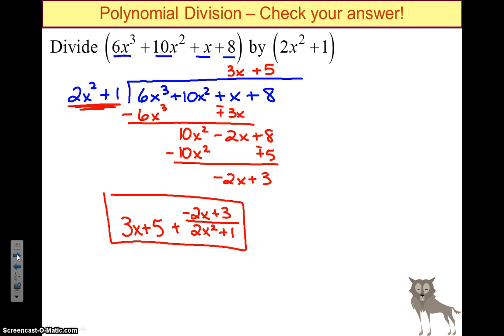If I were to take this answer and multiply it by 2x squared plus 1, I would get our dividend here of 6x cubed plus 10x squared plus x plus 8.